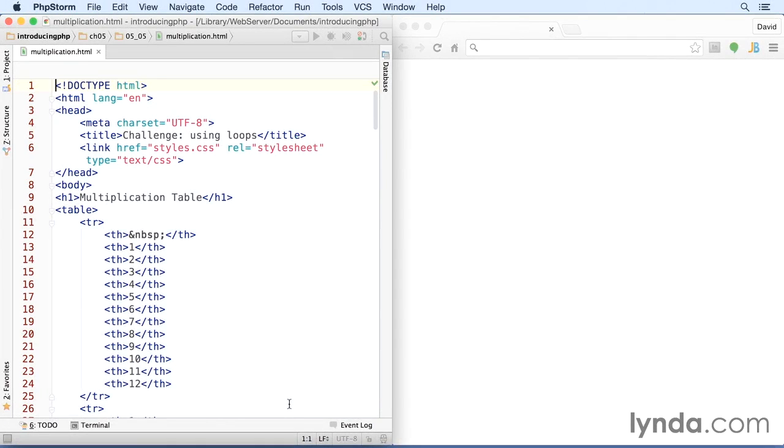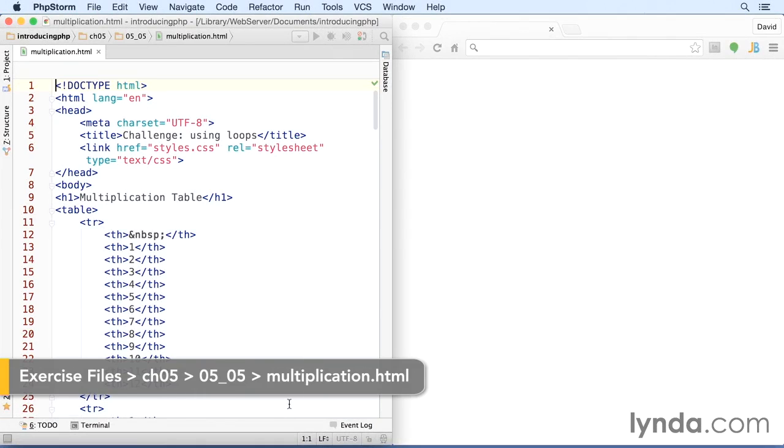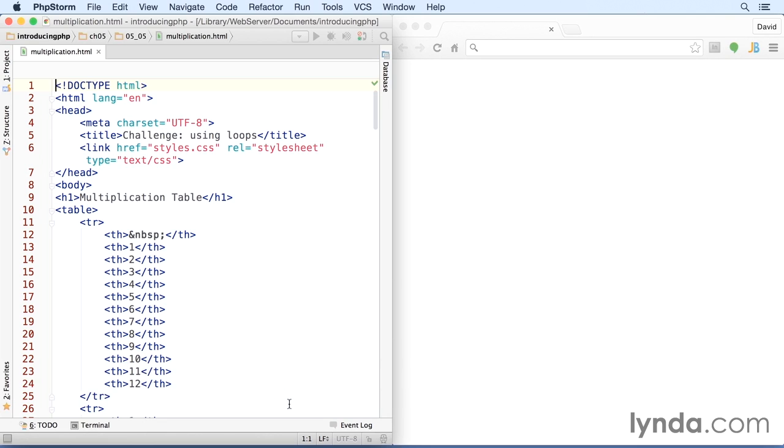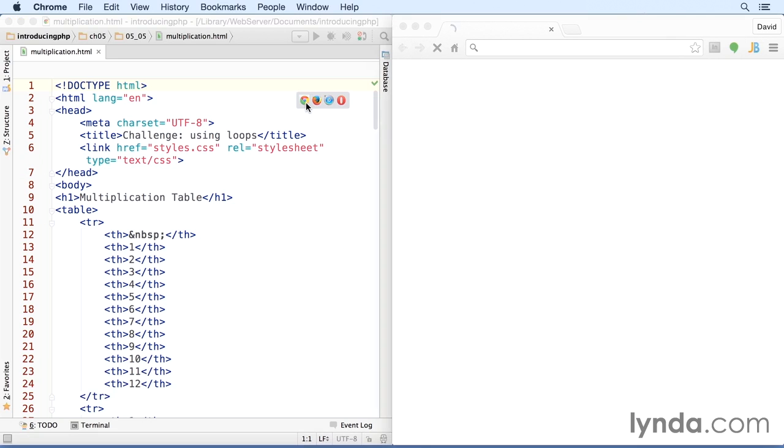Are you ready for another challenge? This one brings together aspects not only of this chapter, but also of the previous two chapters. In the chapter 505_05 folder of the exercise files is this web page called multiplication.html. Let's load it into a browser.